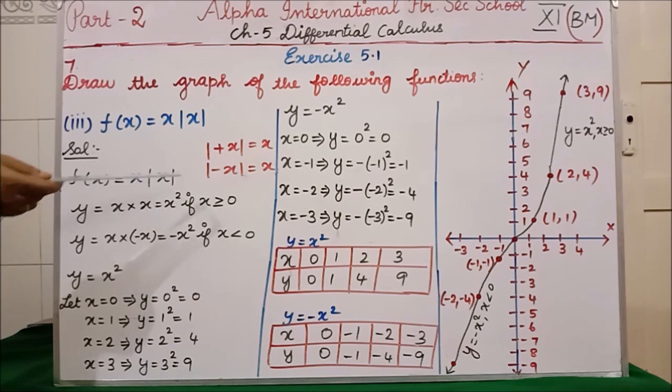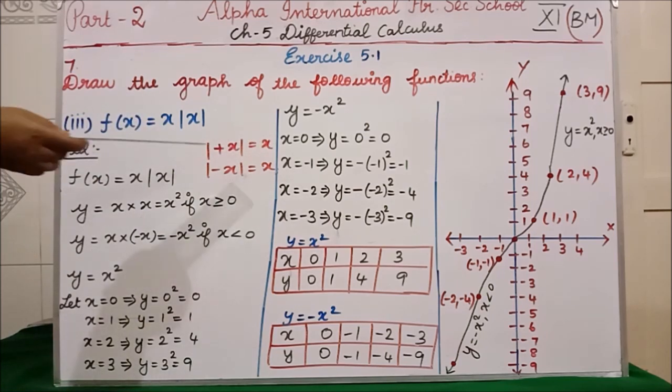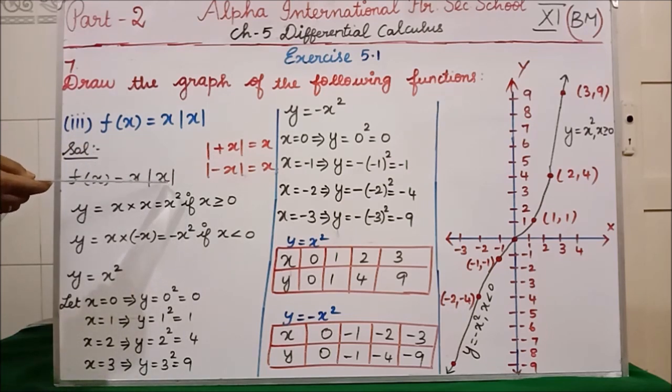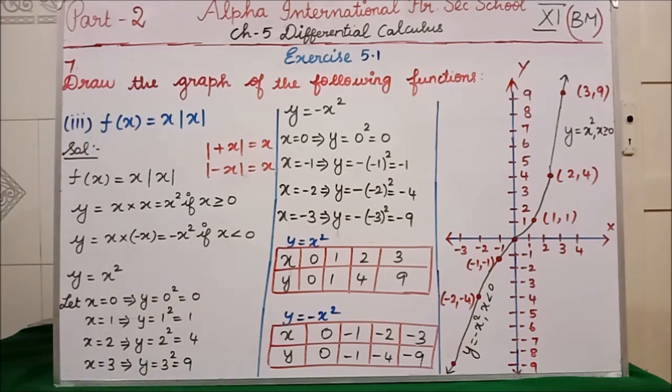Now first, if the inside of the modulus is positive, it will become positive x; I have taken the inside value only, not the answer. So x into x is what? x square. x square we get if x is greater than or equal to 0. Greater than or equal to 0 means 0, 1, 2, 3, 4, starting from 0, and we are including all the positive values. If the inside of the modulus is positive, you will get all the positive values with 0.